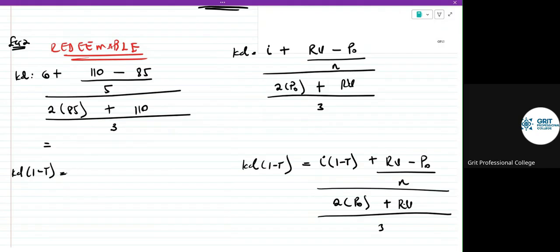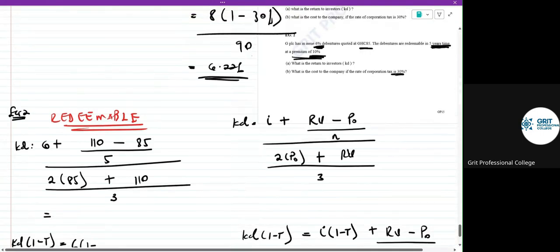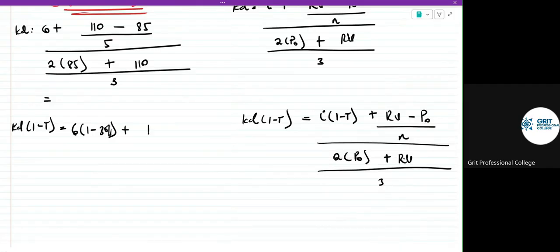So do not worry. Then for the cost to the company, which is the after-tax cost of debt, here, the interest, we are going to take out the tax component from it. So rather than it being 6 cedis as the coupon, it will rather be 6 into bracket 1 minus the corporation tax, which we're told is also 30% here. So plus everything else will remain the same.